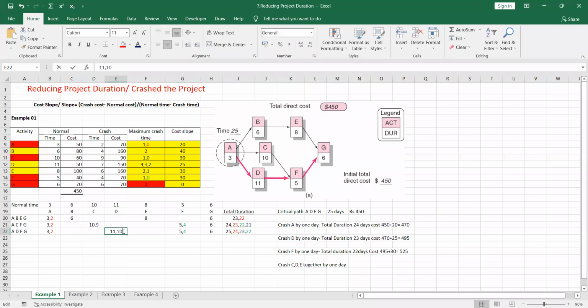Now we are going to crash D. So that means 10 cut, make it 9. So the total duration should be how much? Now 21. And we have crashed C and D, right? And you have to crash the E as well. E, we are having 8 as normal time. So when we crash 1 day, it should be 7. So the total duration for that path is also 21.